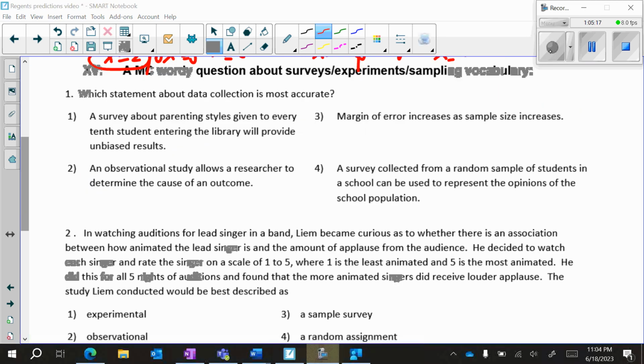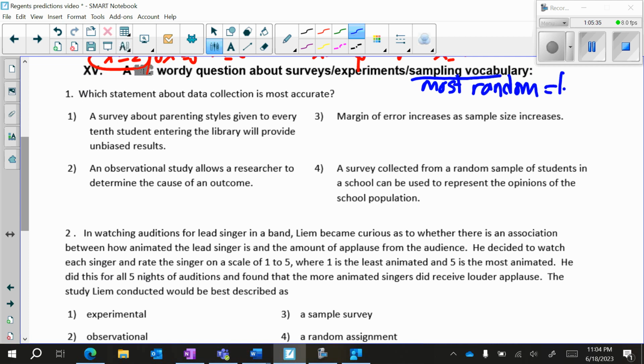Next thing you're going to get is definitely a bunch of wordy questions involving experimental design, sampling, something like that. So here's the main things you need to know. If they're asking about a sample, you want the most random sample. The most random sample is going to be the least biased sample. That's important to note.